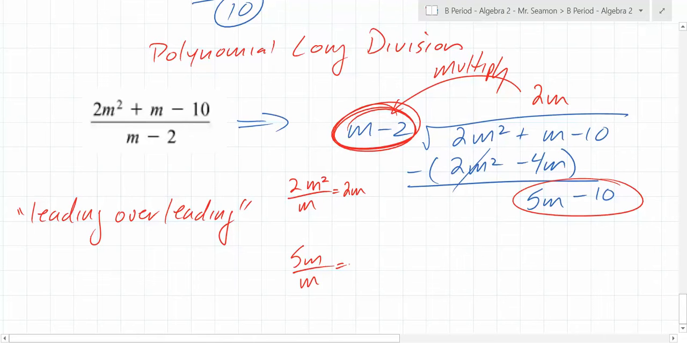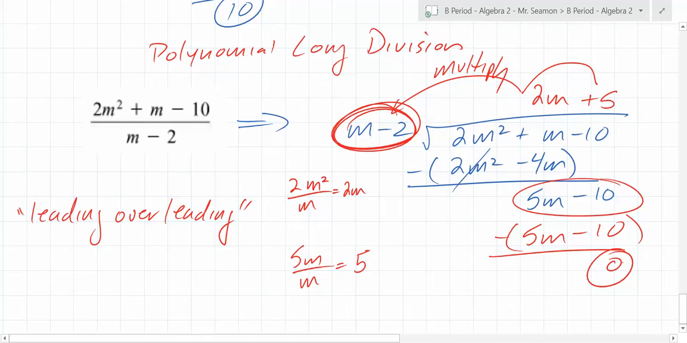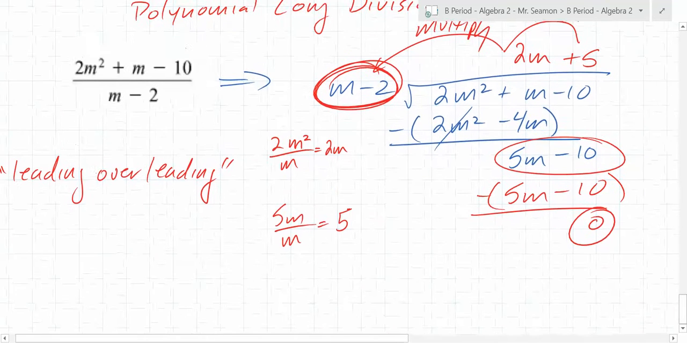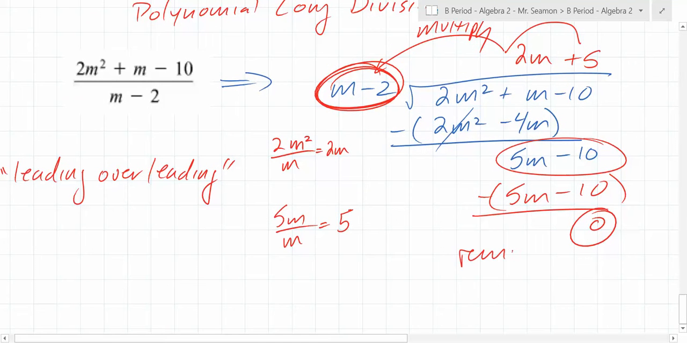What's 5m over m, Hannah? 5m over m is 5. So Kelly, when you write the 5 up there, what's that one word you do now? Yeah, you multiply now. So what do you get? Oh, look, and when you subtract, what do you get? So what does that mean the remainder is? That right there is the remainder.